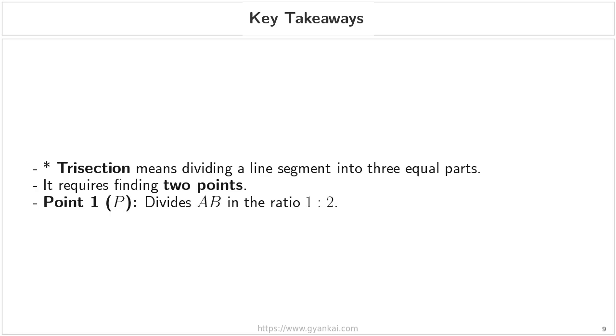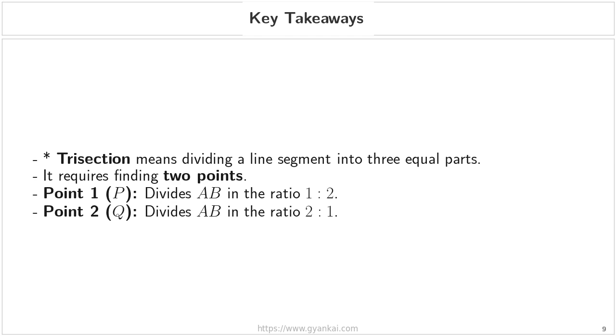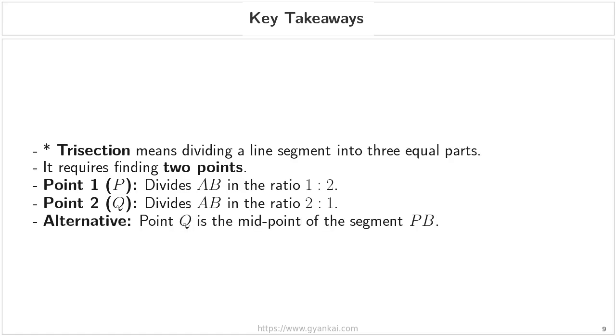Now, let's review the ratios we used in our calculations. For the first point, which we called point P, it divides the segment OB in the ratio of 1 to 2. For the second point, point Q, it divides the segment OB in the ratio of 2 to 1. And finally, as a helpful tip for your exams, don't forget that alternative method we covered. You can also find point Q by simply calculating the midpoint of the segment PB. If you have mastered these ratios and these 2 methods, you are well prepared to tackle any trisection problem.